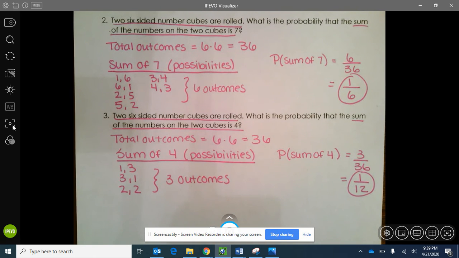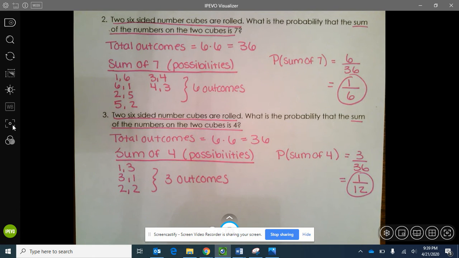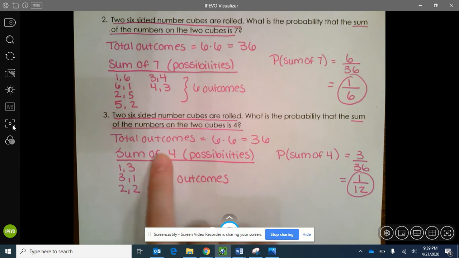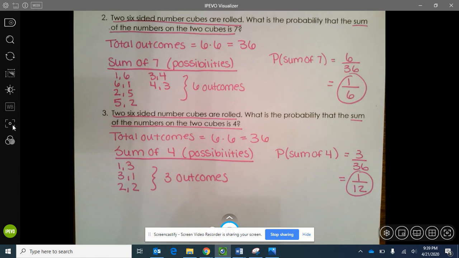All right, let's look at our last one here, number 3. So we're once again rolling our 2 number cubes. What is the probability that the sum is 4? So our total number of outcomes is going to be 36. Now sum of 4. So the numbers have to add to a 4. So you could get 1 on the first die, 3 on the second. This works because 1 plus 3 is 4. You could get 3 on the first die, 1 on the second. 3 plus 1 is 4. You could get 2 on the first die and 2 on the second. 2 plus 2 is 4.